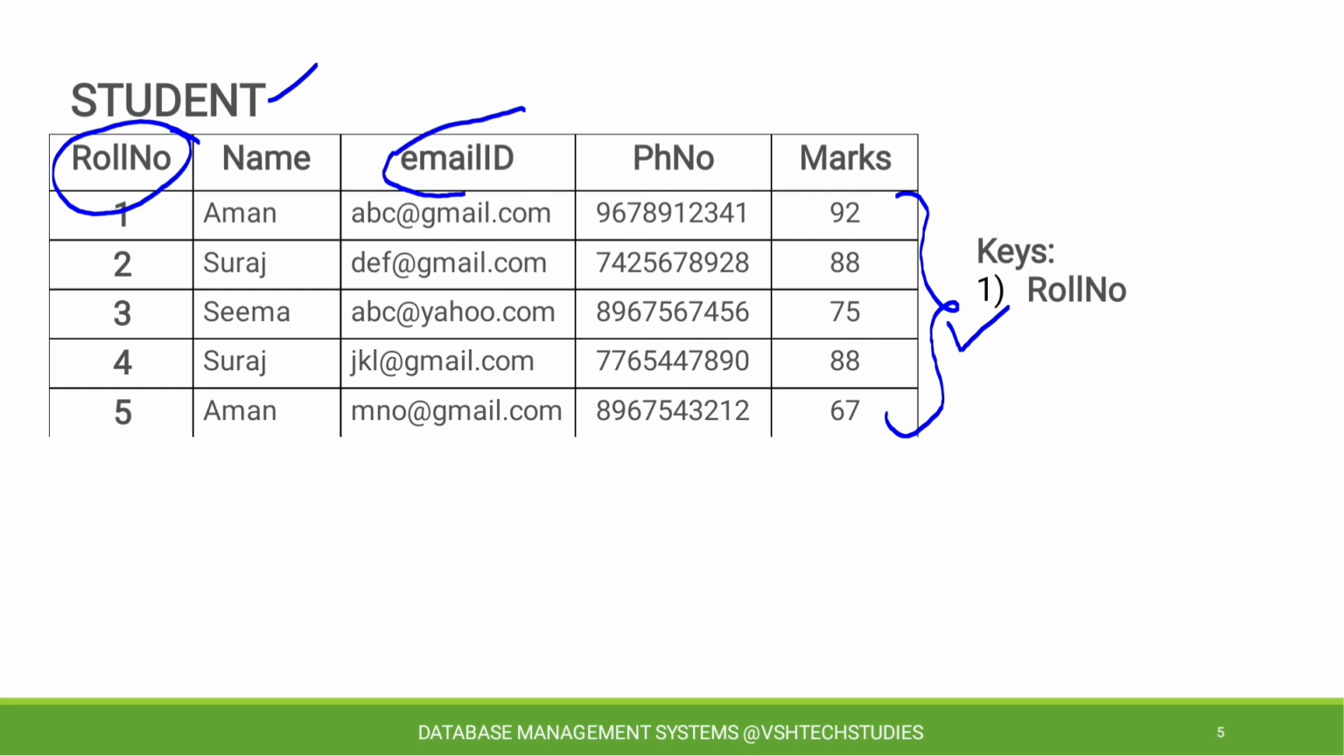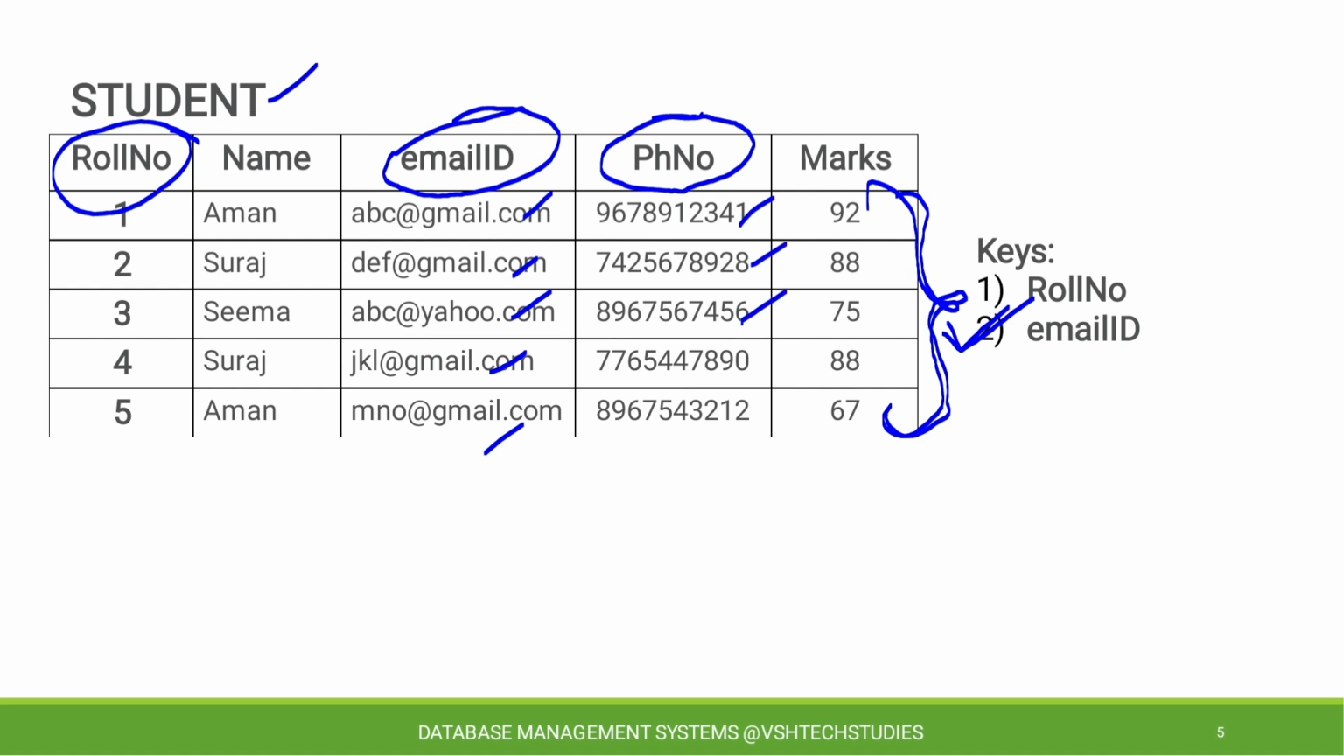Next, if you take email ID attribute, it also has unique value. That is, different students have different email IDs. Hence, any row in this table can be uniquely identified. So, the next key in this table is email ID. One more observation, if you do, that there is phone number attribute. Phone number values also will be different for different students.